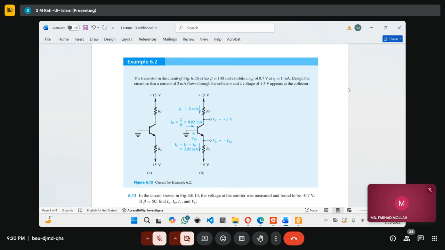So the question says, the transistor in this circuit has a beta value. As I mentioned, something should be given, either alpha or beta value is given. And also said, VBE, the base emitter voltage is 0.7 volt. Where do we actually get this 0.7 volt? Remember, this is in this.